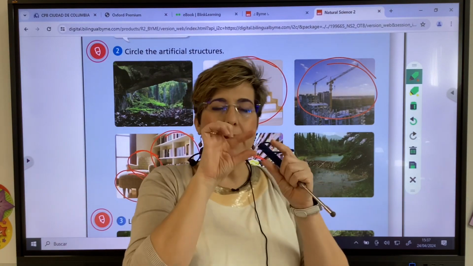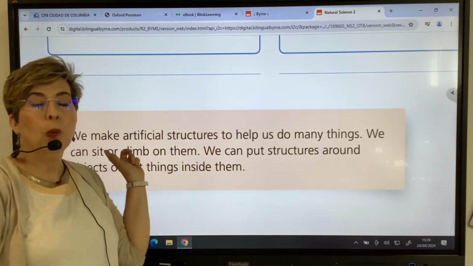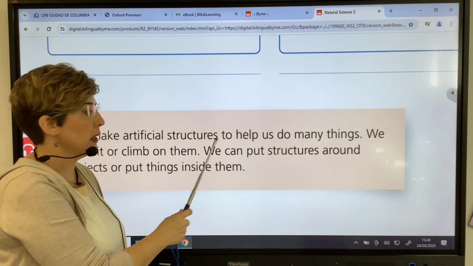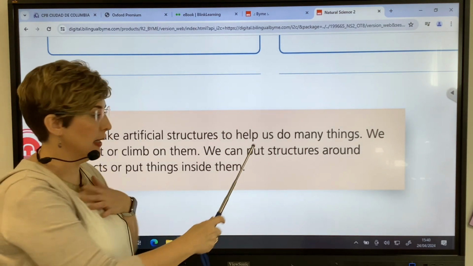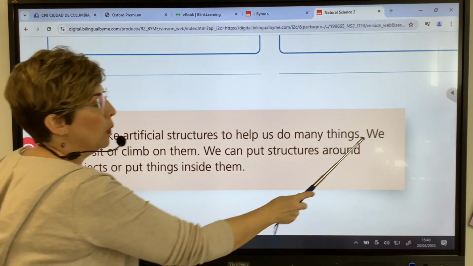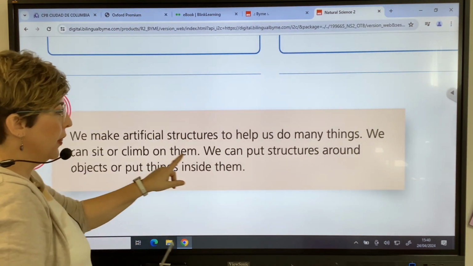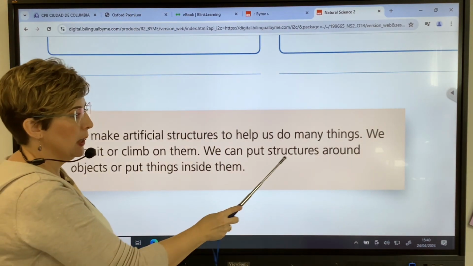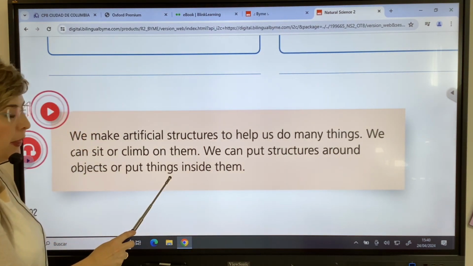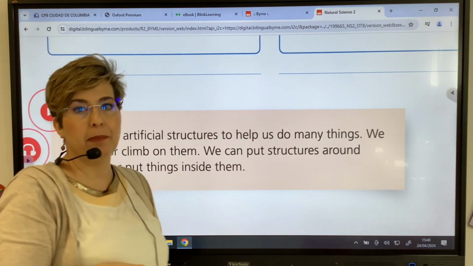Okay, let's read the little summary about artificial structures. We make artificial structures to help us do many things. We can sit or climb on them. We can put structures around objects or put things inside them, into them.